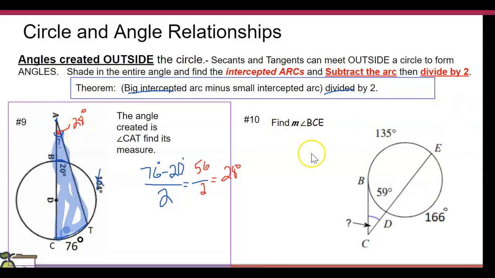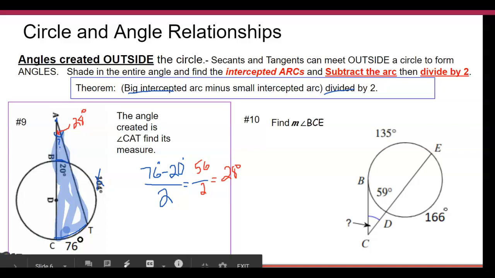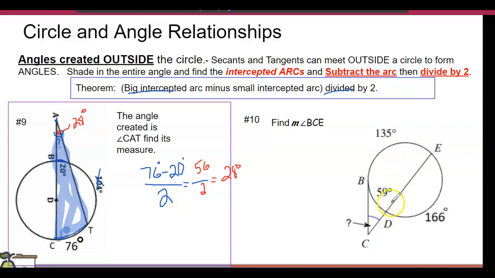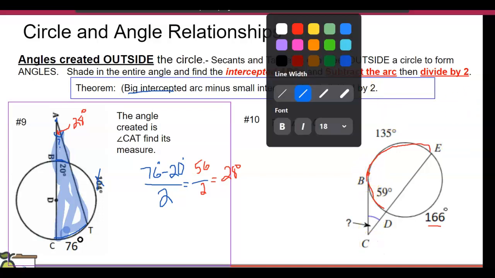So let's try this one. I think the hardest part is finding which arc measure, because I have this one is 59 degrees and from BE is 35 degrees, but then I also have DE, which is 166 degrees. Which ones do I use? Well, the ones that are intercepted by this angle.